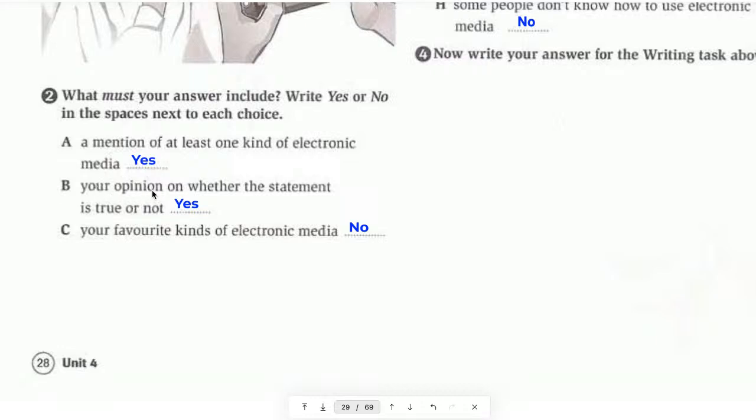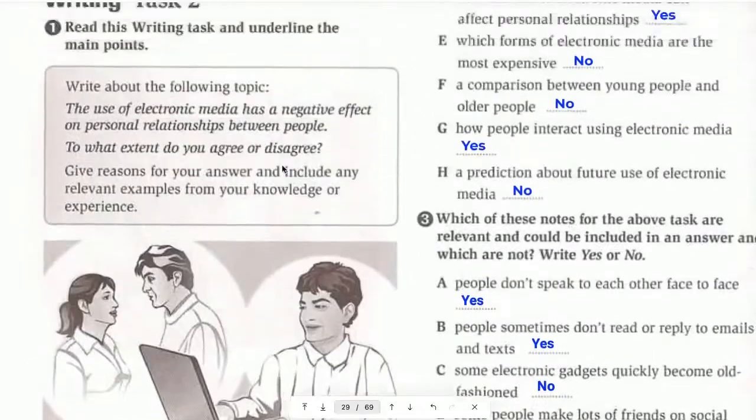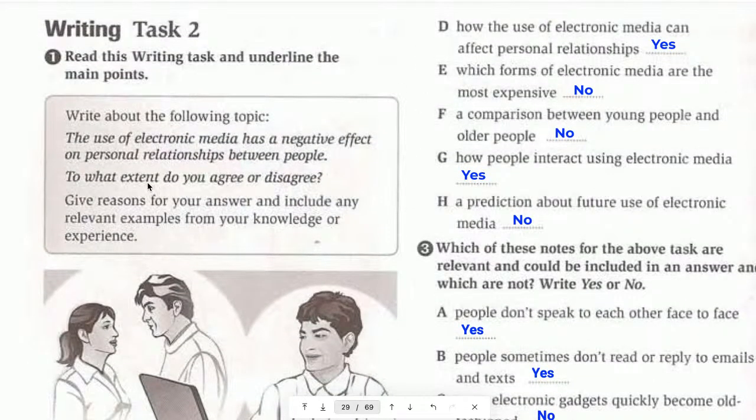Your opinion on whether the statement is true or not. Yes, you have to give your opinion on whether the statement is true or not, because they ask to what extent do you agree or disagree. You might say 100% agree or 100% disagree, or 80-20, or maybe 50-50. It's up to you, but you have to answer that. And of course in the introduction you have to mention whether you agree or disagree with the statement.